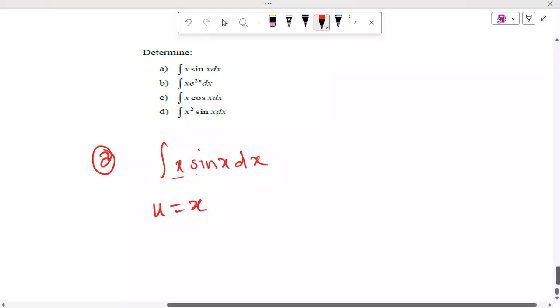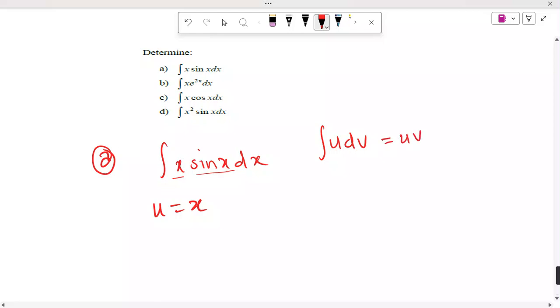You have this part and this part. So you set one equal to u, because our formula is integral u dv equals uv minus integral v du. Okay, so we say u is equal to x. Then what is du? How do we write du? We are differentiating with respect to x.